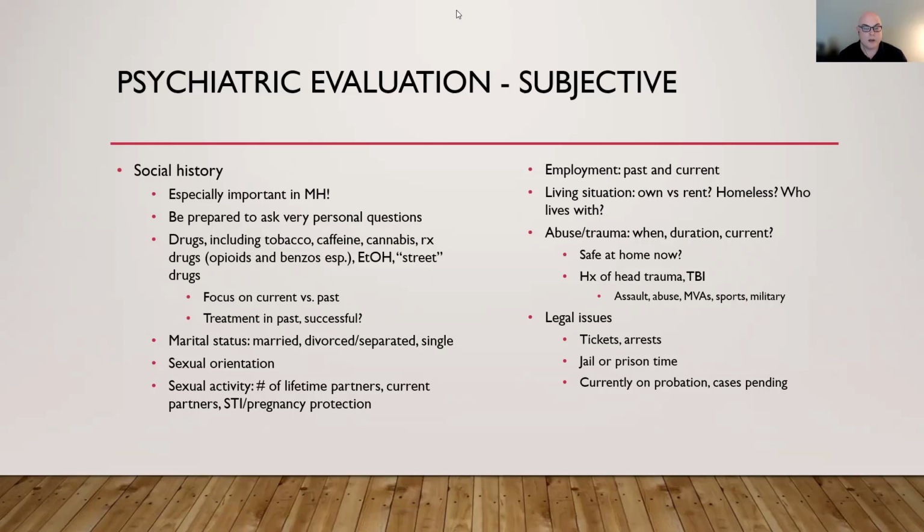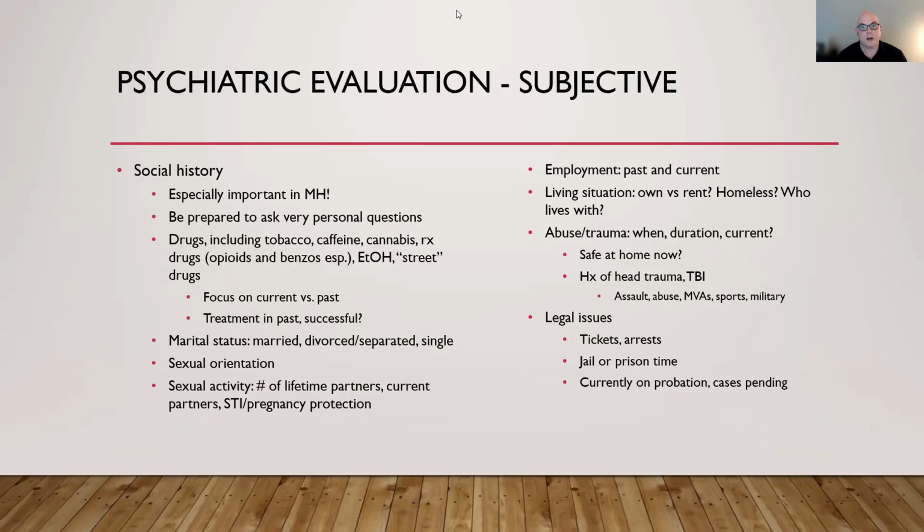Are they employed? Are they well employed? Are they employed at the level they think their knowledge level and their abilities meet, or do they feel underemployed? Are they able to pay their bills? Are they homeless? Are they living with others?